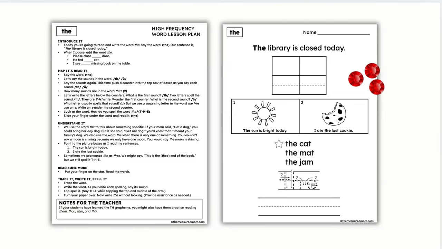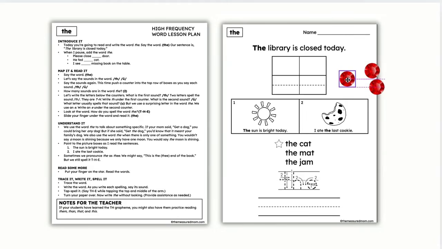When I pause, add the word the. Please close the door. He fed the cat. I see the missing book on the table. And then I would map and read the word with my students. Now, sometimes this part may look different if the word has more of a historical reason for the spelling. For example, extra letters that aren't explained by the sounds, but in this case, it's pretty straightforward.